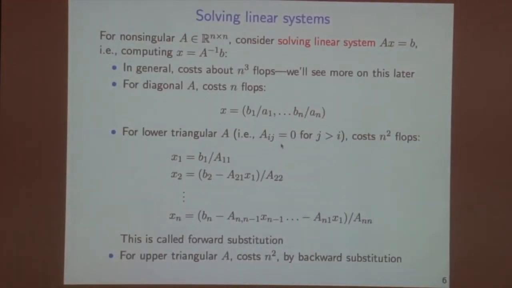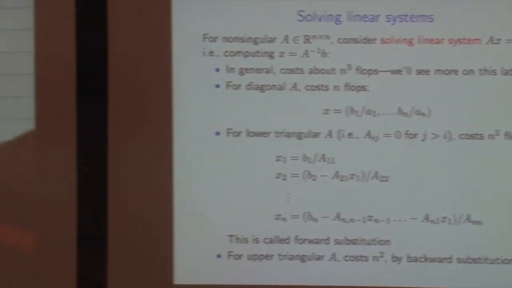For a lower triangular A, we do something called back substitution. So lower triangular matrices look like the following.